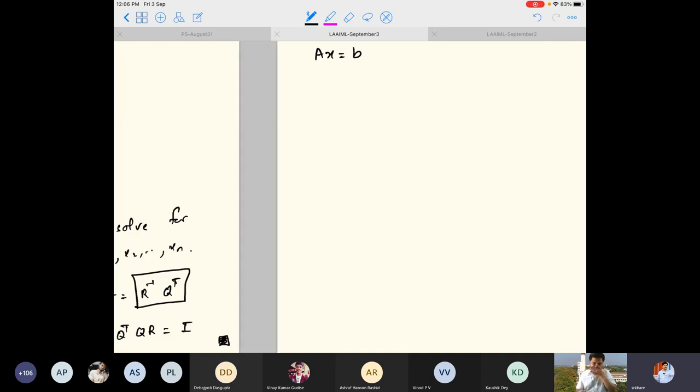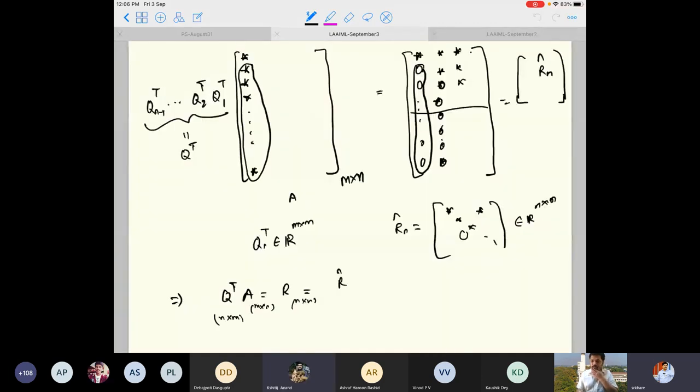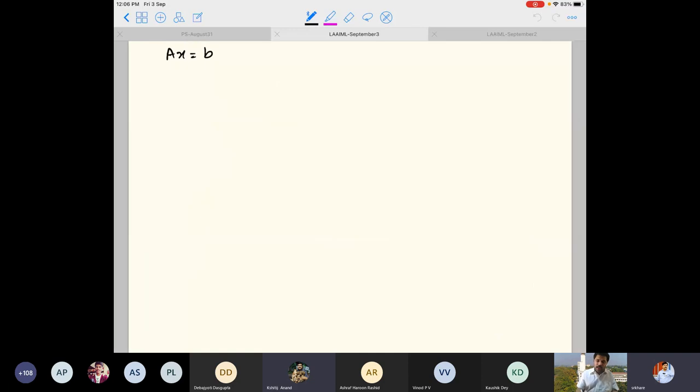Sir, can you go back 2 slides once more? Sir, here, can you explain, like, you took dimension of Q transpose to be n by n, but while making the vector, we took the dimension to be m by n. No, so okay, I made a little mistake in this. If you really want, I can show you here.